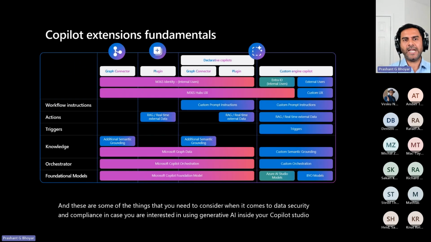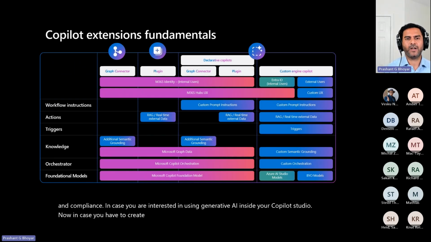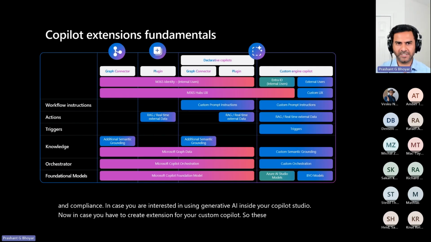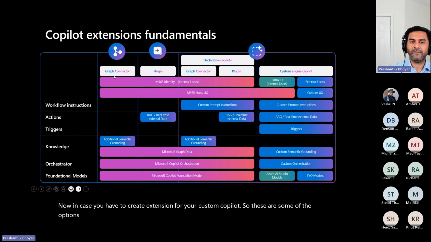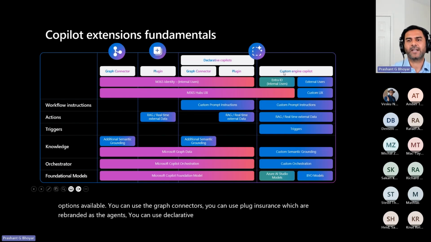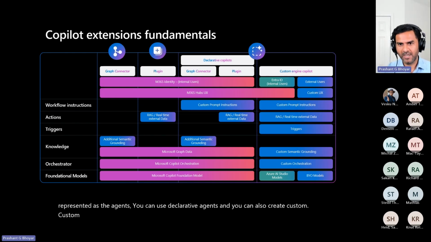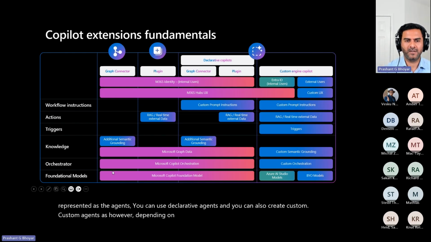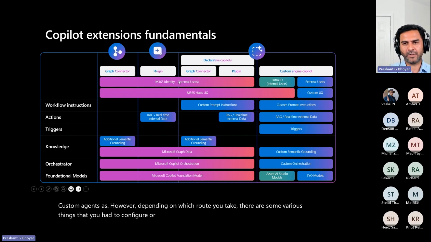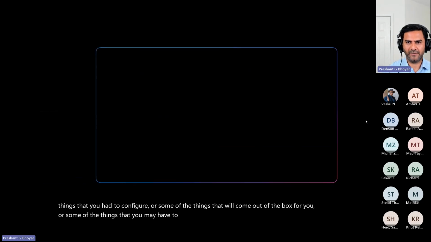Now, in case you have to create an extension for your custom Copilot, these are some of the options available. You can use the graph connectors. You can use plugins, which are rebranded as agents. You can use declarative agents, and you can also create custom agents as well. However, depending on which route you take, there are various things that you have to configure, some things that will come out of the box for you, and some things that you may have to do additionally yourself.